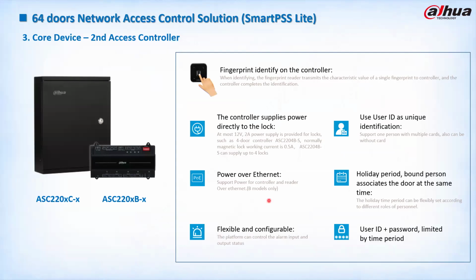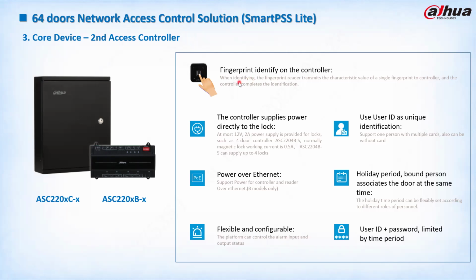So in this case, let's take a look at some other core devices which can be used by the Smart PCS to manage the 64 doors. This is a second generation access controller. These controllers support the following functions: fingerprint identification on the controller using the readers that we have, for example, a reader like this one. This is a 2-in-1 reader that supports fingerprint and card.